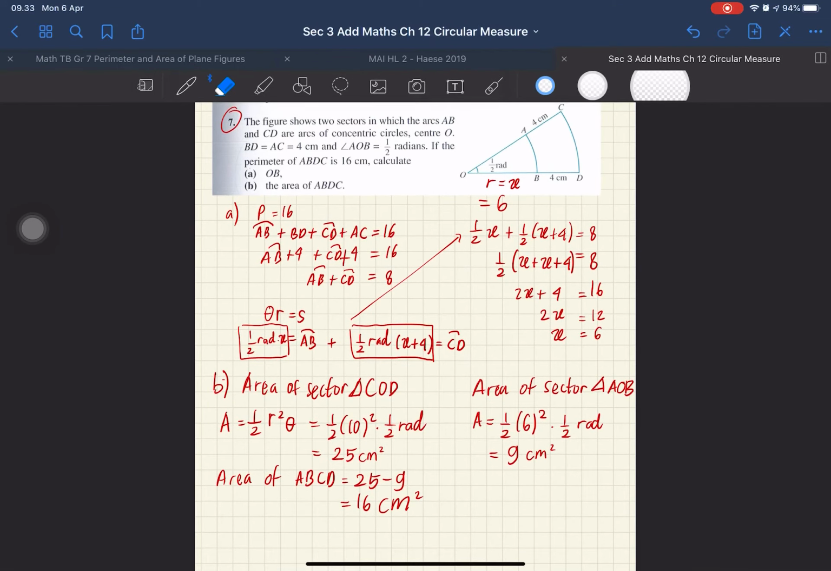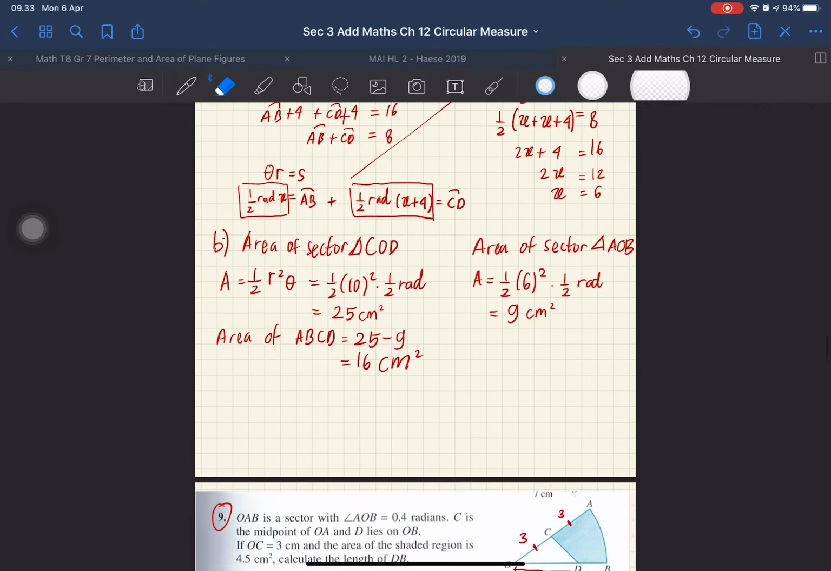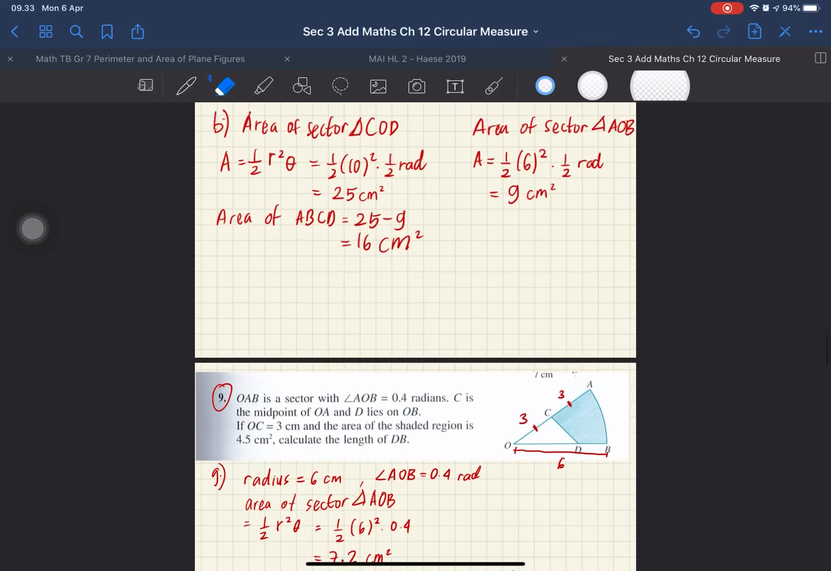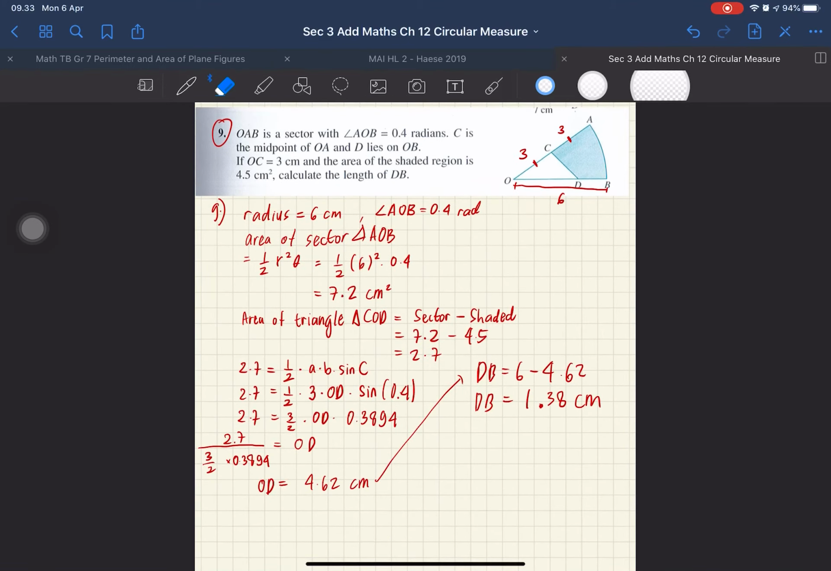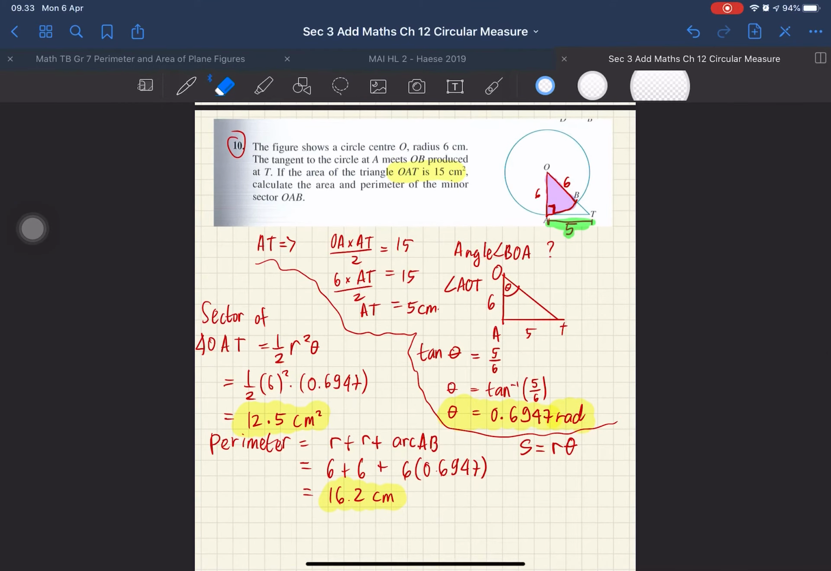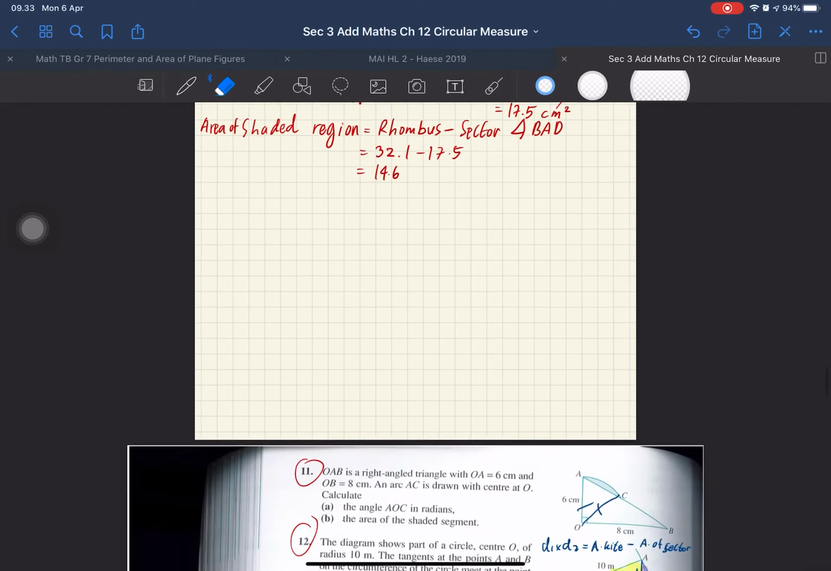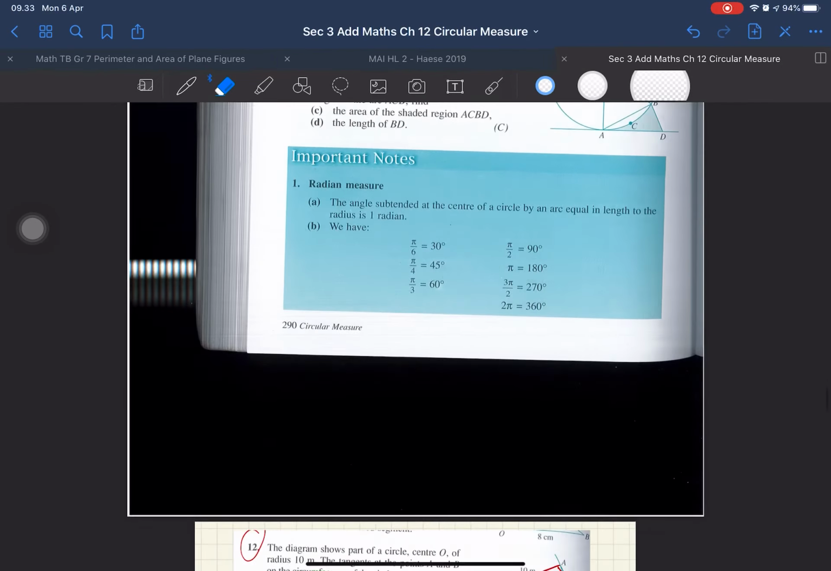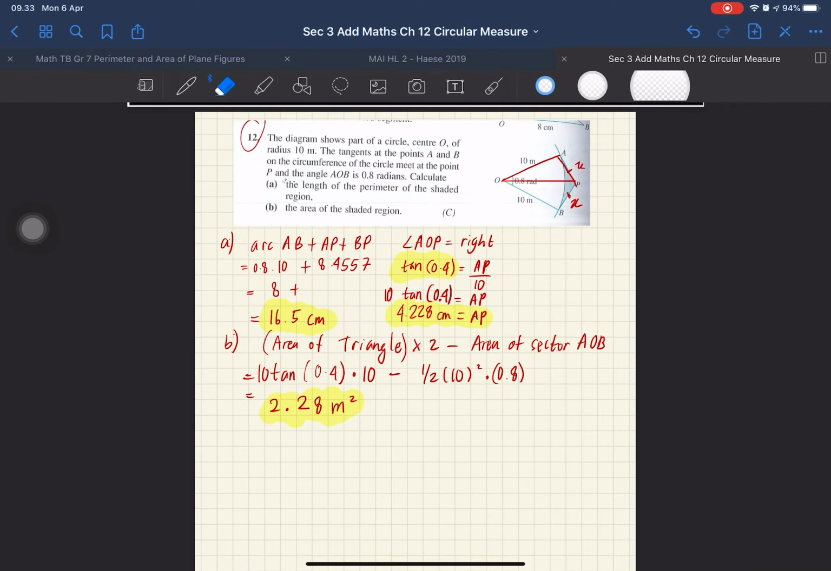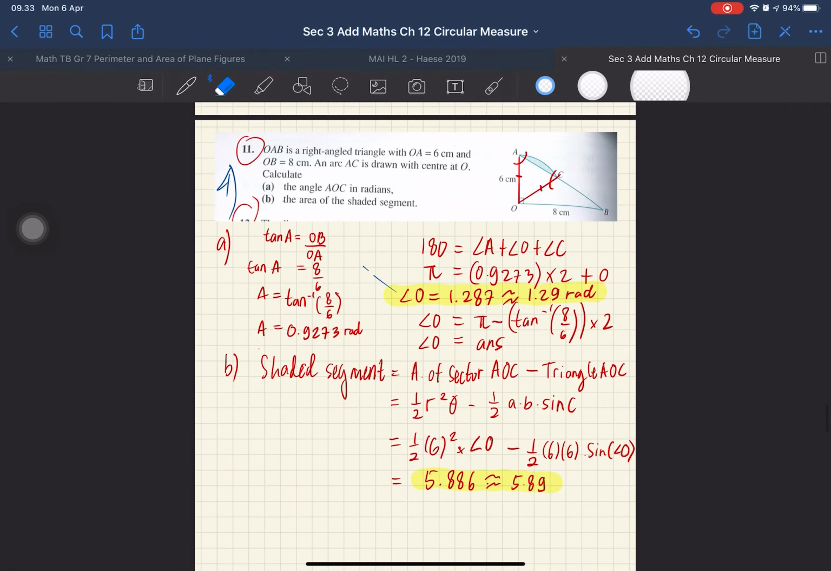Here is the answer for question 7 until 12. 7, 9, 10, number 8. Here is 11 and 12. That's 12. And this is 11. Okay.